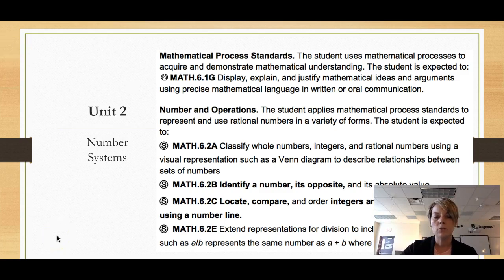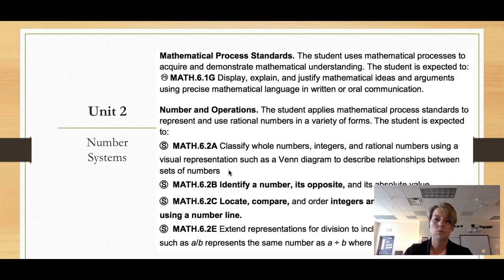Okay, so you've taken some time to discuss that, and I've heard several of you thinking about seeing a standard and deciding what kind of activity you could put in place for that standard. And many times we think just about one specific standard in and of itself. So you might look at 6.2a, classify whole numbers, integers, and rational numbers using a visual representation such as a Venn diagram to describe relationships between sets of numbers.